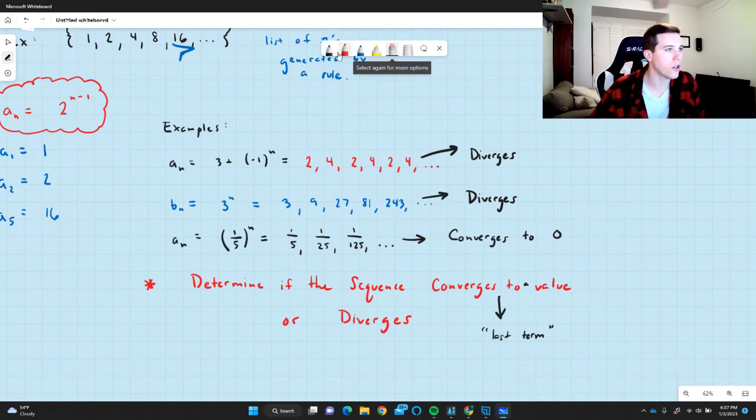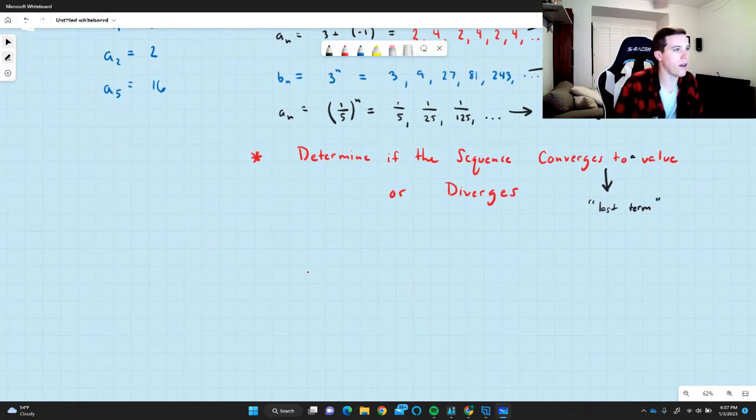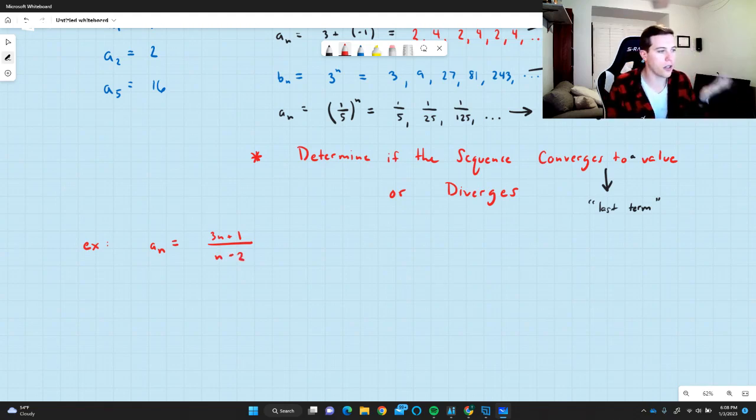So how are we supposed to determine if sequences converge? Well, you may already start to have an idea, but let's look at an example of a different sequence and see if we can find a really nice shortcut. So here we go. We have 3n plus 1 over n minus 2. You may think this just looks like a normal function, a rational function. Yeah, these are very similar to functions, except you only plug in whole number values. So we don't deal with decimals. So this generates a sequence that looks like the following.